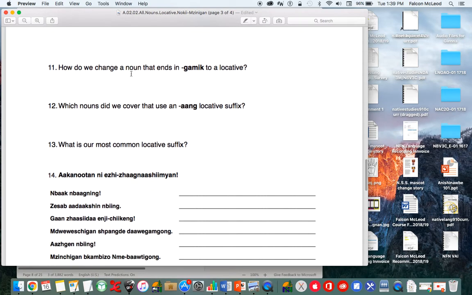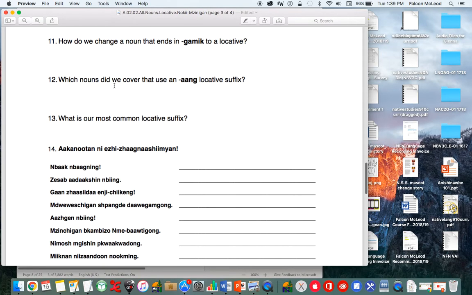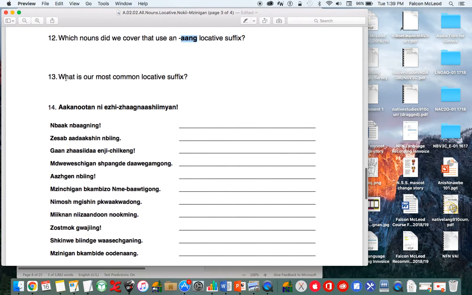How do we change a noun that ends in gamic to a locative? Again, we covered that. Which nouns did we cover that use an aang locative suffix? We covered 2 today. You should know what they are or write them down. And lastly, what is our most common locative suffix? There was one that we spoke about. That's the most common.